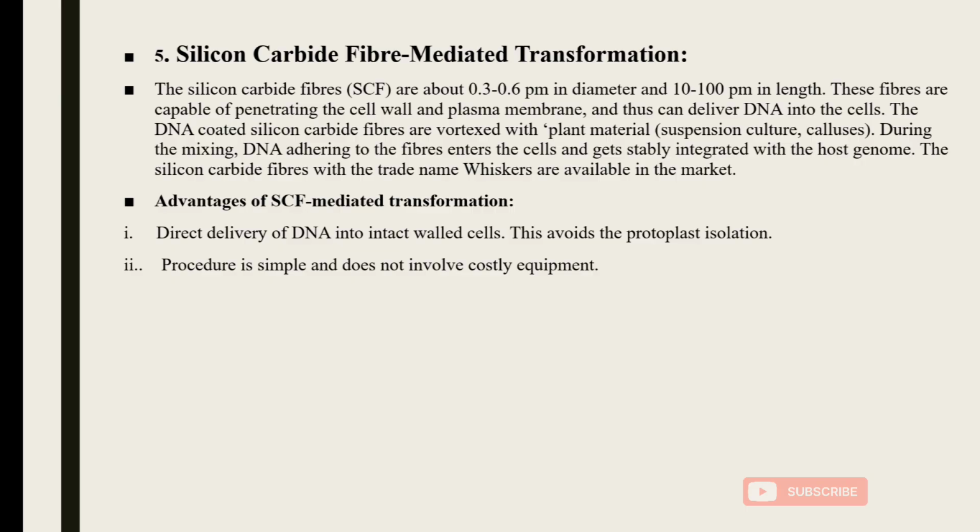Advantages of SCF-mediated transformation. Since the DNA delivery is directly into intact walled cells, this avoids the protoplast isolation. Procedure is simple and does not involve costly equipment.